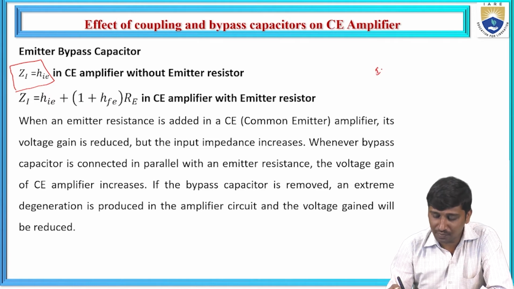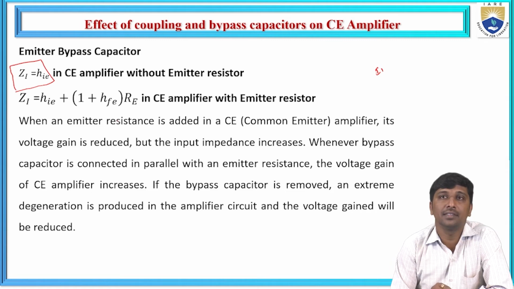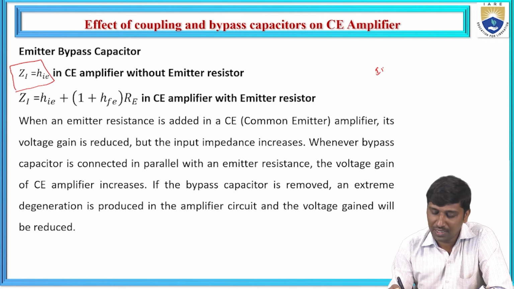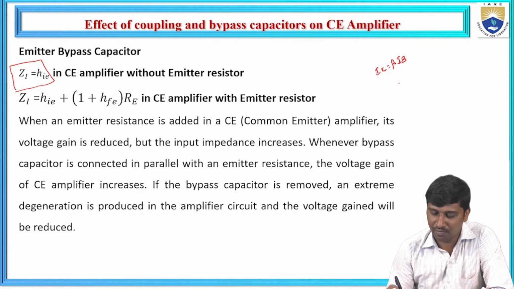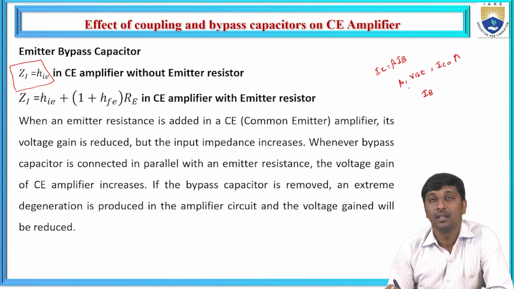Why does this input impedance increase? And what happens if the input impedance increases? From the common emitter amplifier, we know IC is represented as beta times IB. If any temperature parameters change, or beta changes, or VBE changes, or the reverse saturation current changes, it affects the collector current. So that is the reason.